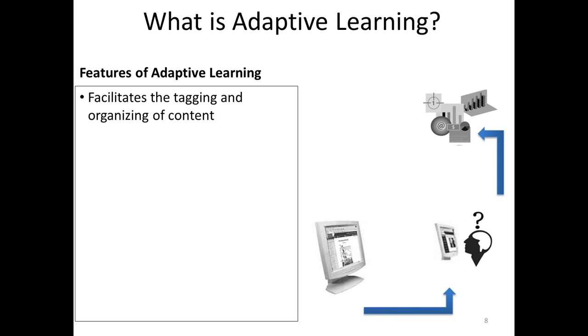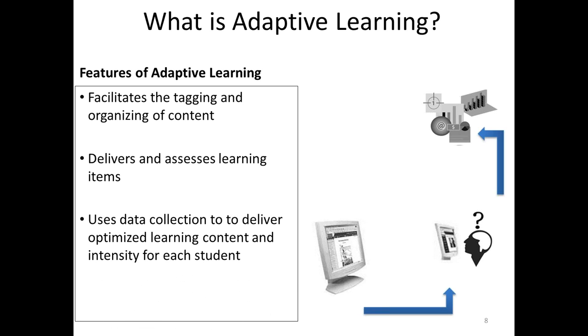Now, let's talk a little bit more about what adaptive learning is. There are some features. Okay, we know it's 100% web-based. You're going to see that it facilitates the tagging and organization of all that different content, whether it's phonics, phonemic awareness, structural analysis. It delivers and assesses how the student is doing. All of those items automatically based on how the student plays those different types of activities and games. And it uses that data collection to, again, as I said earlier, deliver that kind of pathway of content, and it's individualized by each student.